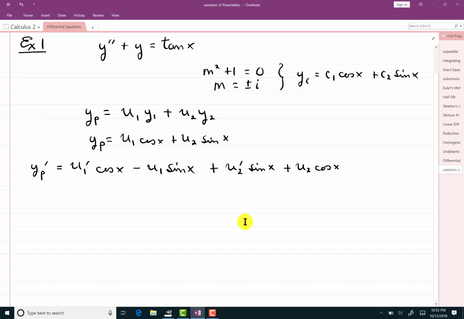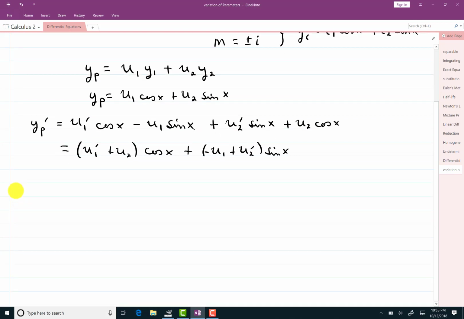As usual, to make life easier on myself and you as well, I am going to gather up the cosines and the sines. So I have u1 prime plus u2 times cosine of x, plus negative u1 plus u2 prime times sine of x. Let's go ahead and take the next derivative.